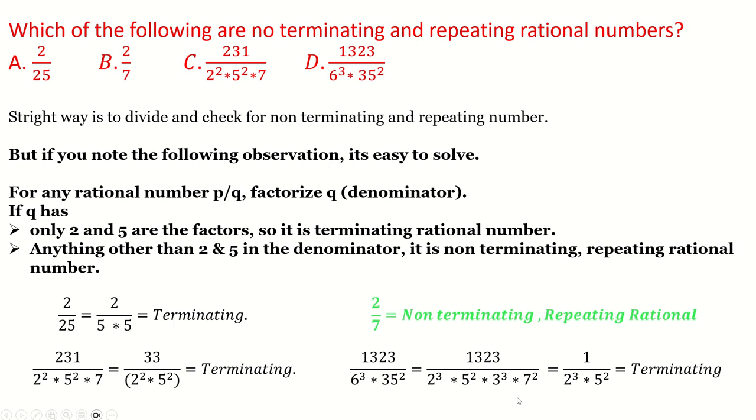1323 by 6 cube into 35 square is nothing but 1323 by 2 cube into 3 cube into 5 square into 7 square. I just wrote in the order of increasing. 2 and 5 I kept aside, and other than 2 and 5 there are 3 cube and 7 square. If I divide by 27 and 49, 27 into 49 is exactly 1323. So what I will get is 1 by 2 cube into 5 square. Only 2's and 5's I got, so it is terminating. So this is the trick I just want to tell you. It's very easy to find out a non-terminating and repeating rational number.